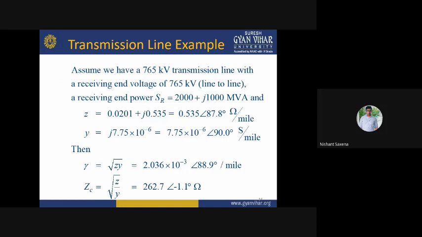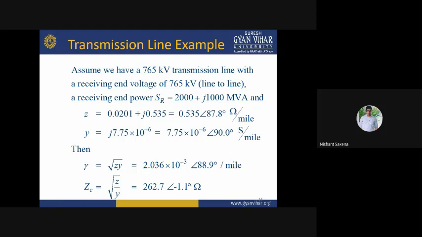Therefore, if we assume that we are having a 765 kV transmission line with the receiving end voltage of 765 kV, which is line to line voltage, and the receiving end power of 2000 + j1000 MVA, where 2000 is your real power at the receiving end, and 1000 MVA is your reactive power.